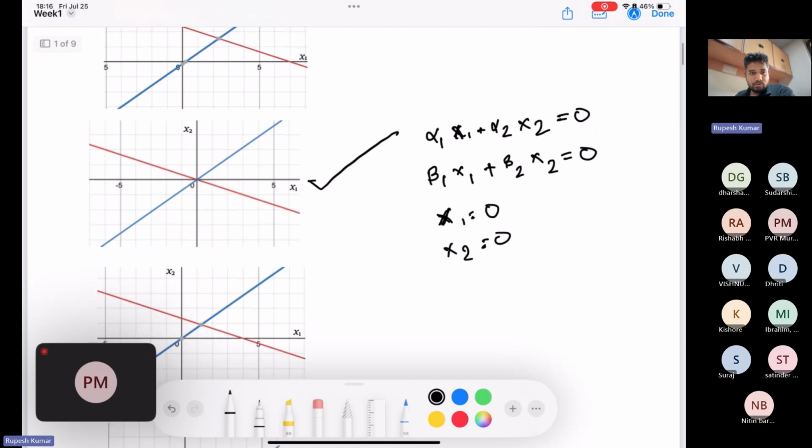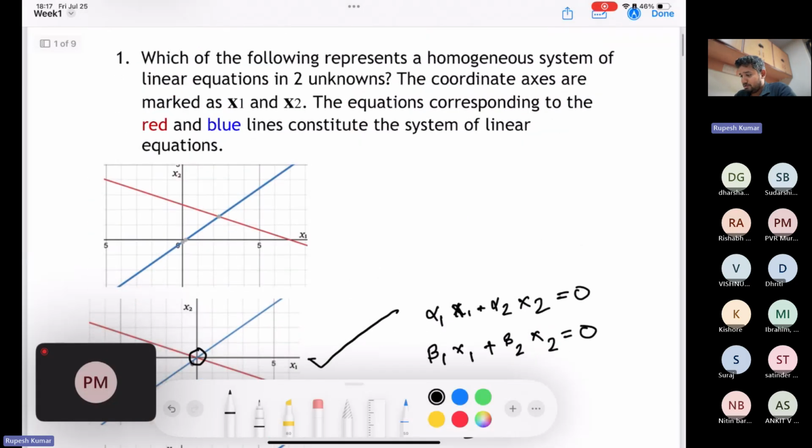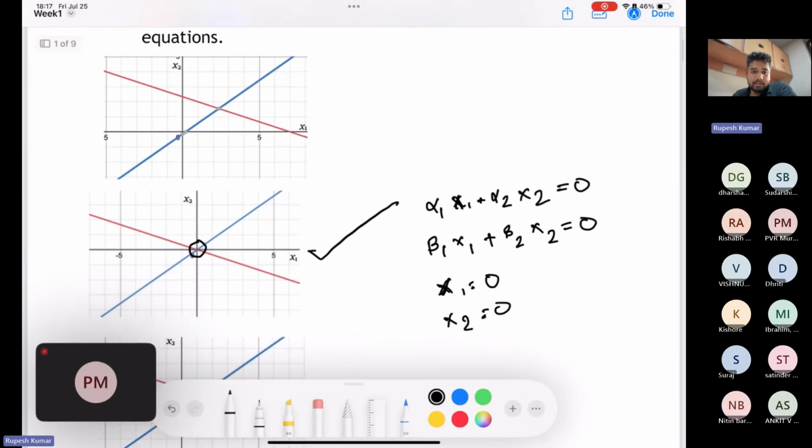So for option B, you can see that the point at which these intersect is the point 0, right? These two linear equations intersect at the origin. That's why x1 equals 0 and x2 equals 0 is a solution. That's why this is a homogeneous system of equations, right? So if you look geometrically, homogeneous systems of equations always intersect at the origin. Fine, everyone. Do you have any doubts?